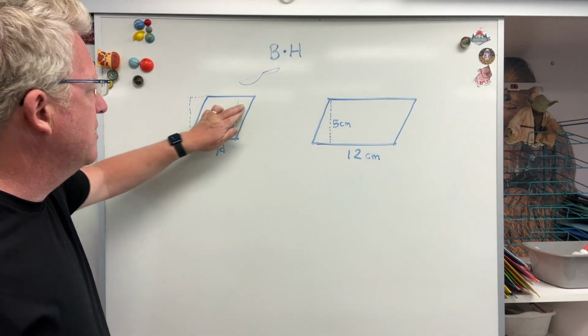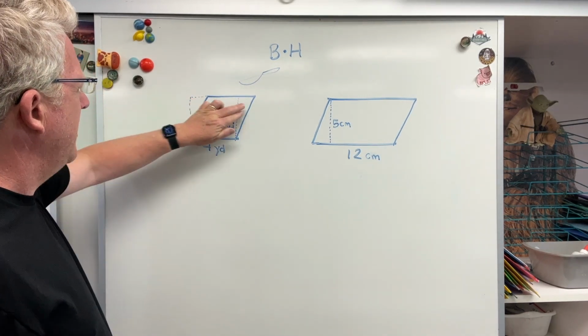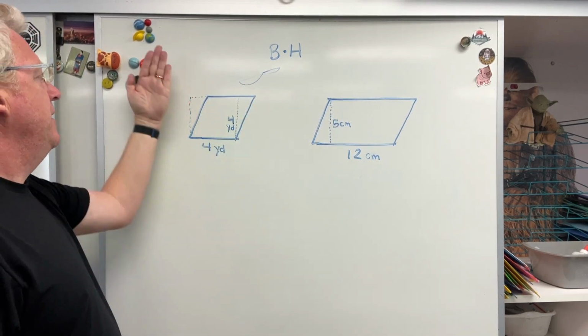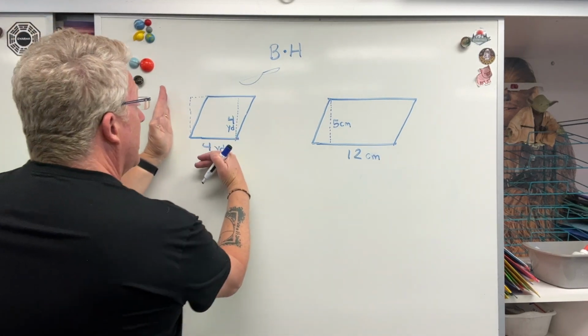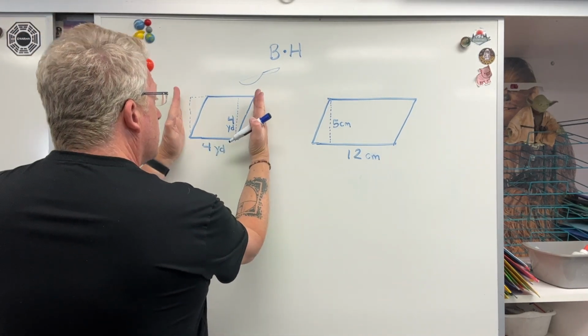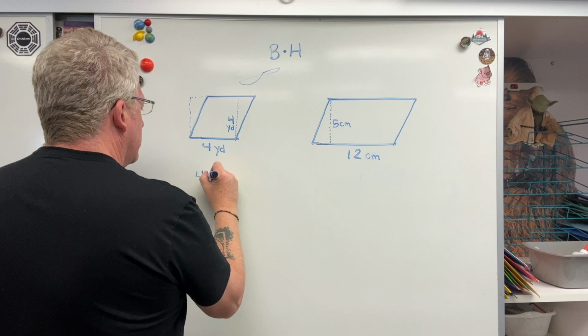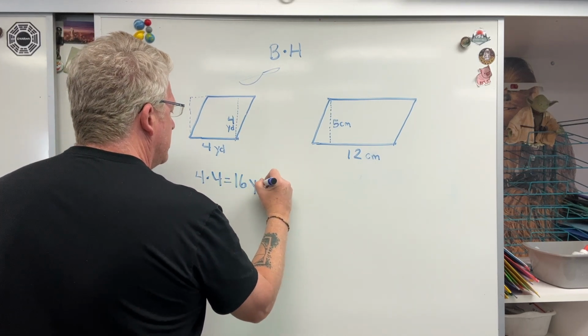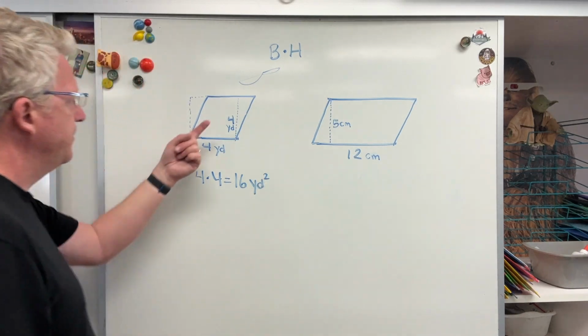This little slice could fit in right here. I think I'd probably have to slice it and flip it, and then it would fit right there. And then we'd end up with our square again. So 4 times 4 equals 16 yards squared.